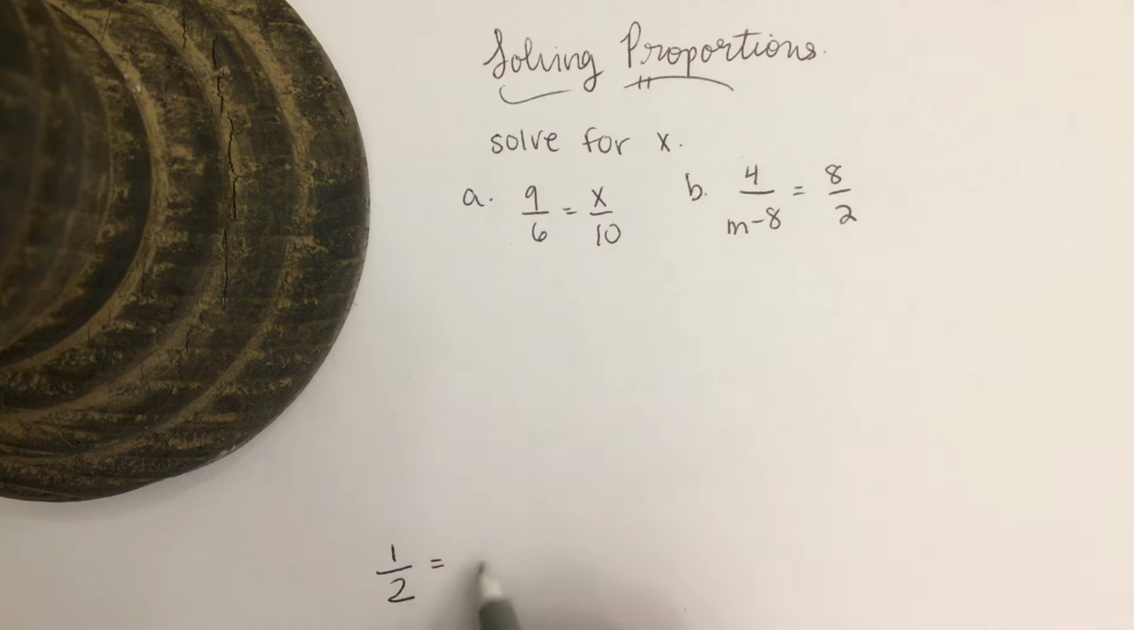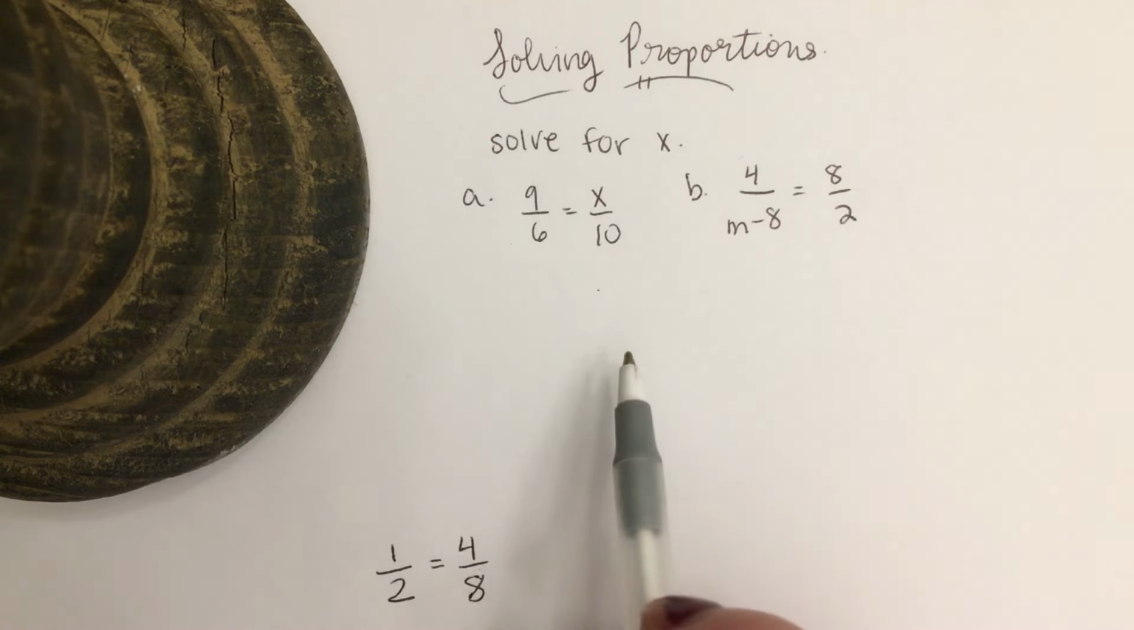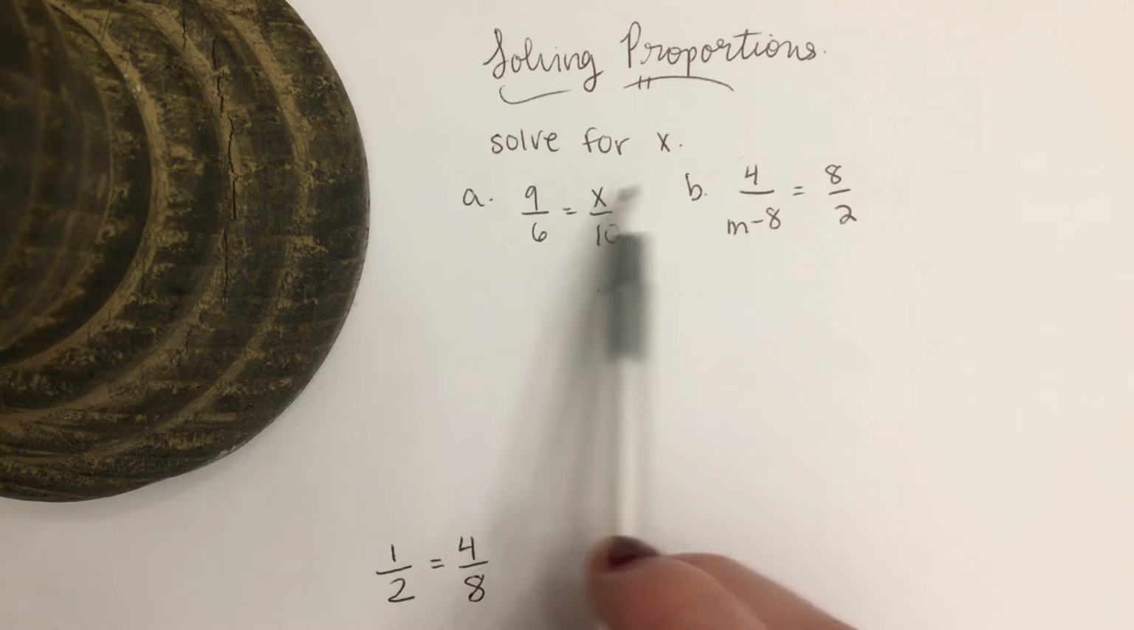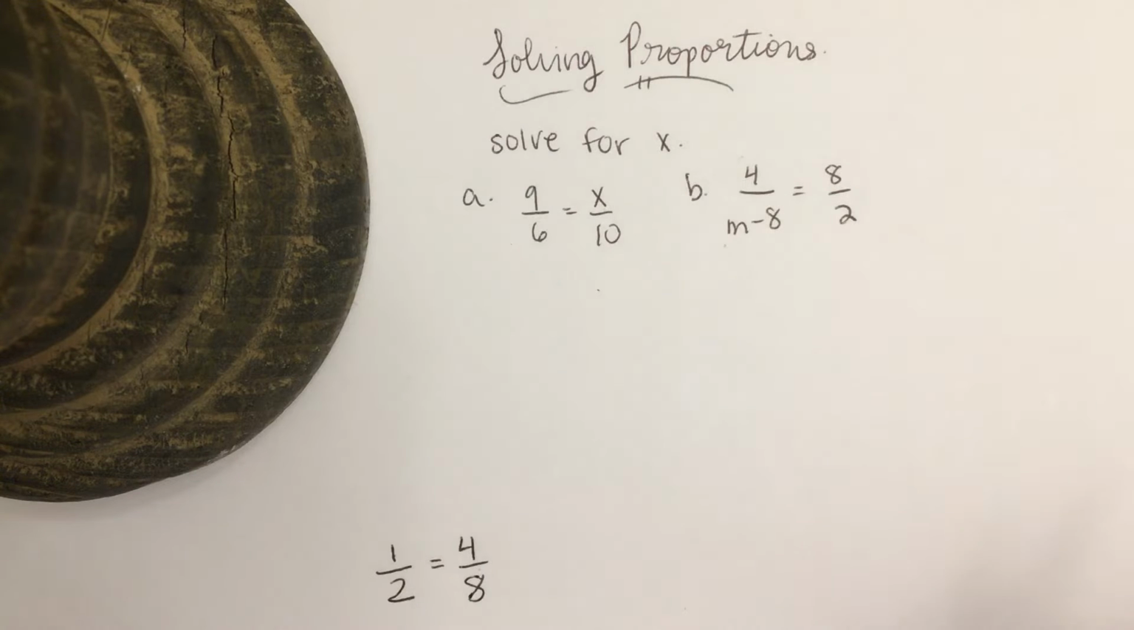So we could set that equal to a lot of things. For example, we could set that equal to 4/8. Those are equivalent fractions. That's one way to think of proportions. So it's just two ratios that are equal to one another. So that's what we've got going on up here, and we're going to solve for x. So what we're going to do, the strategy is going to be to cross multiply.